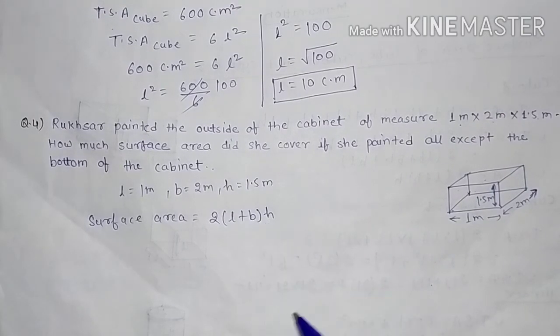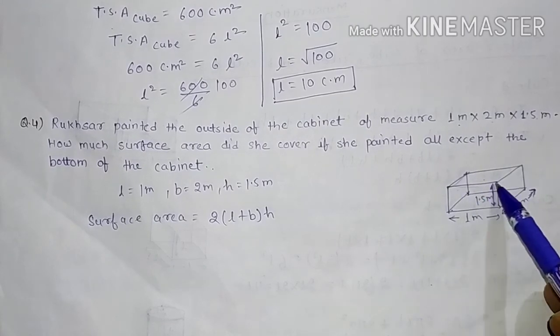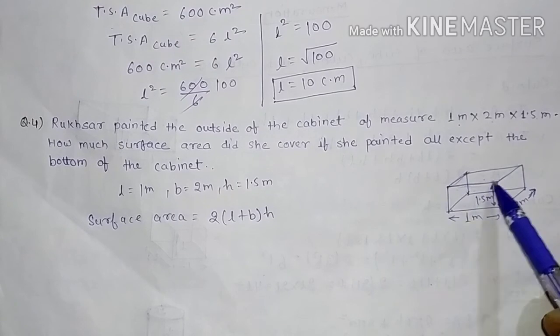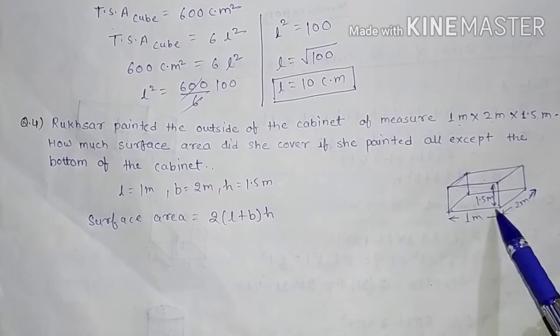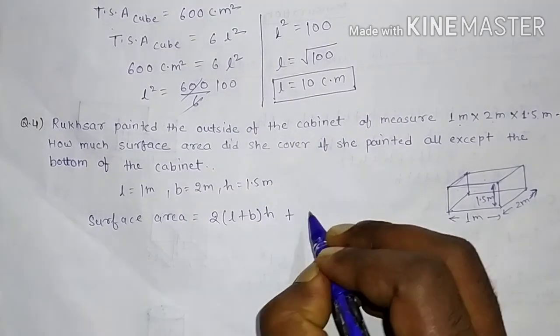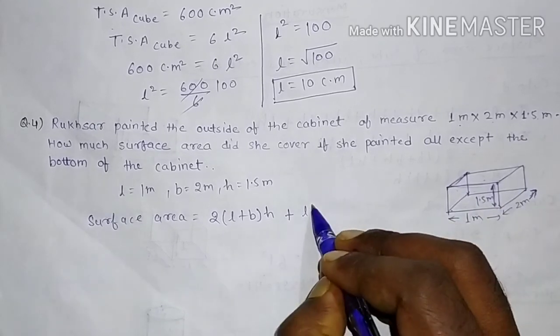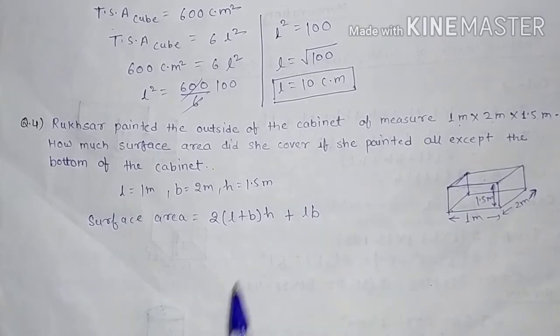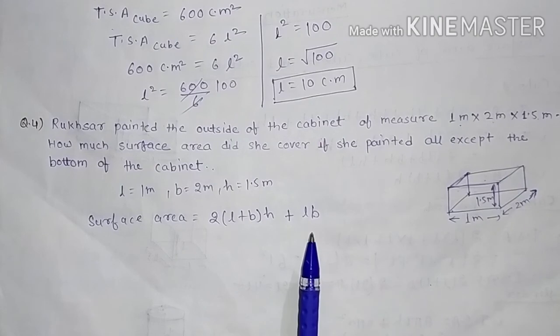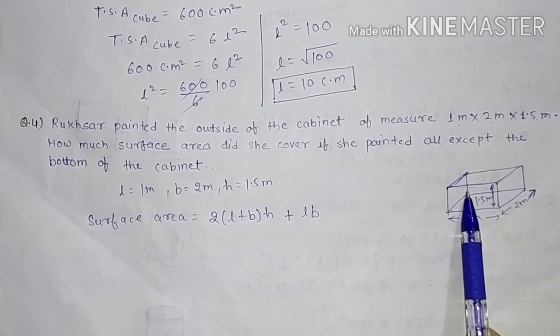Okay, now what is left? The upper surface is left here. The upper surface has length L and breadth B. L is 1 meter and breadth is 2 meter. So here we have to add the area of the upper surface, that is L into B. This area is the total surface area of this cabinet except the bottom surface.